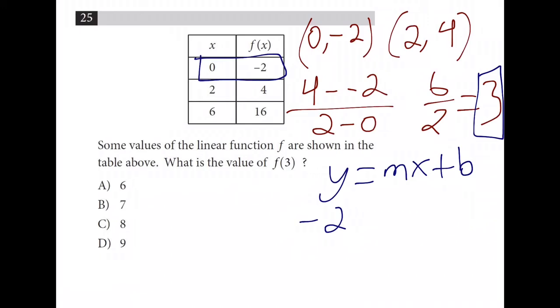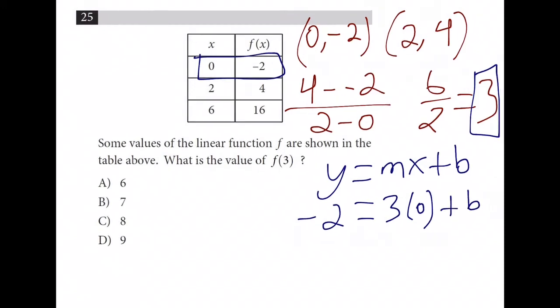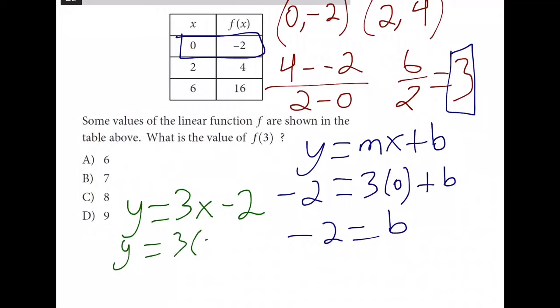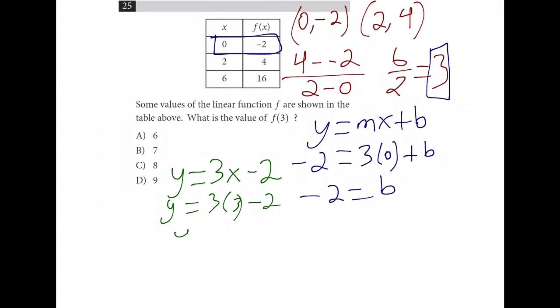Negative 2 from the coordinate is equal to 3, which is our slope, times 0, which is our x-coordinate, plus b. 3 times 0 is 0. This tells us that b is equal to negative 2. Thus we can write our equation as y is equal to 3x minus 2. They want to know the value of f of 3. So that means we plug in 3 for x. 3 times 3 is 9, minus 2 is 7. B.